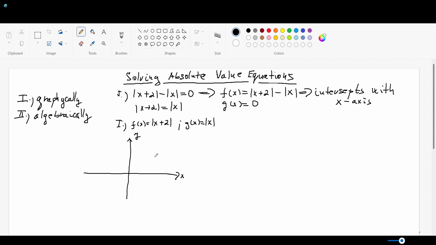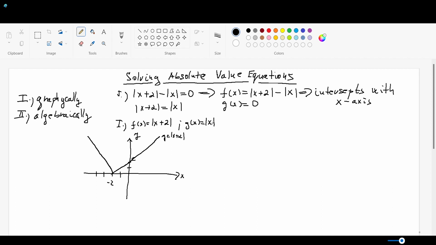We know that this function is like transforming, translating, or shifting our parent function 2 units to the left, so our vertex is going to be at (-2, 0) with these coordinates, and it's going to pass through this point as the slope is 1. So the graph of the first function looks like this. So y is equal to the absolute value of x plus 2.